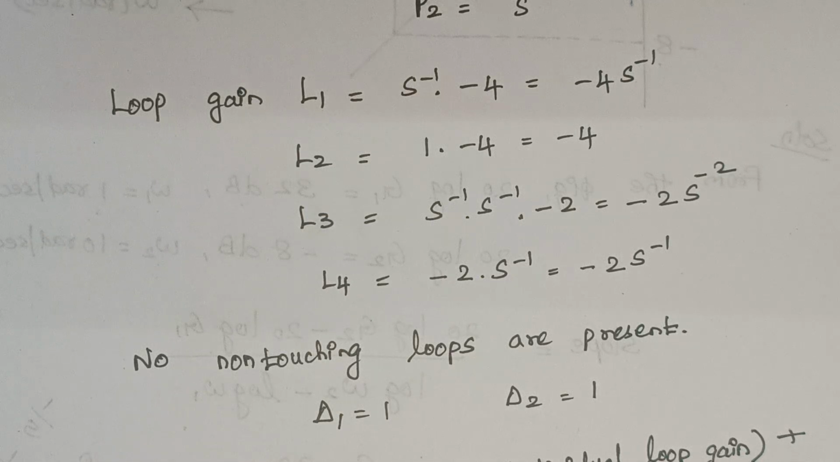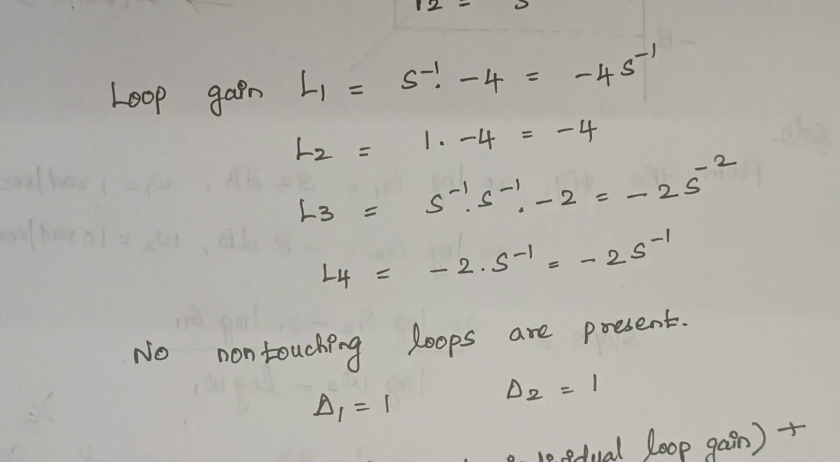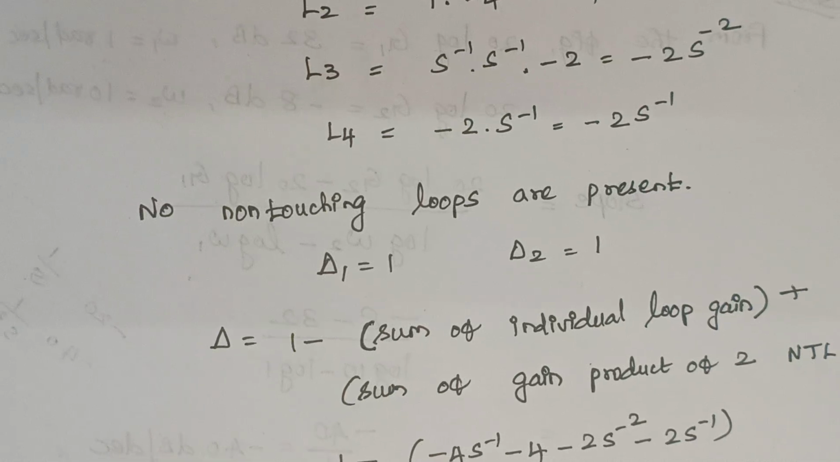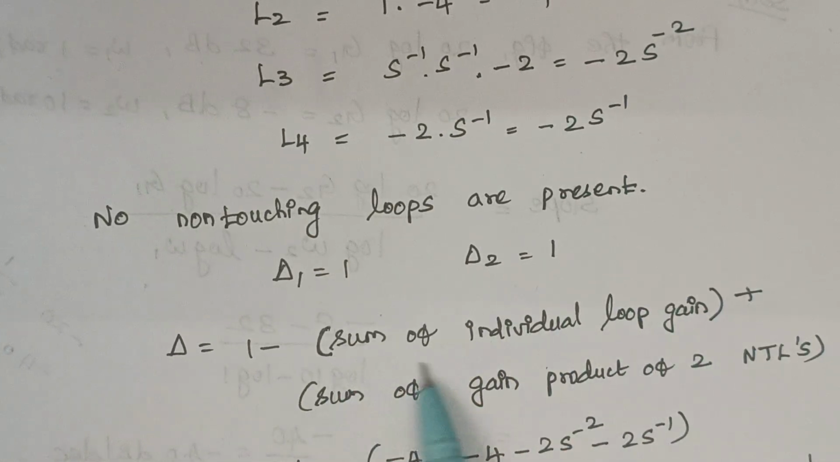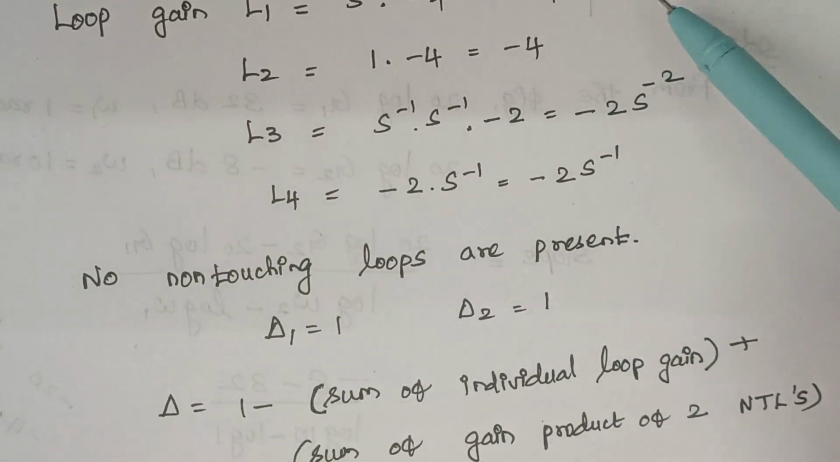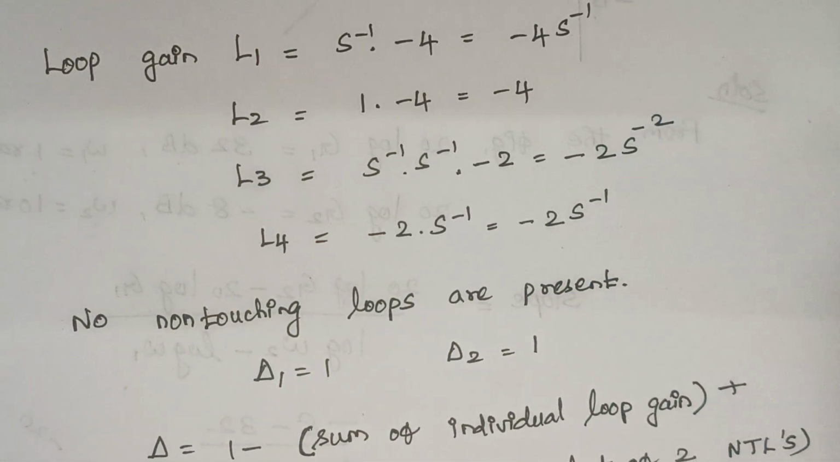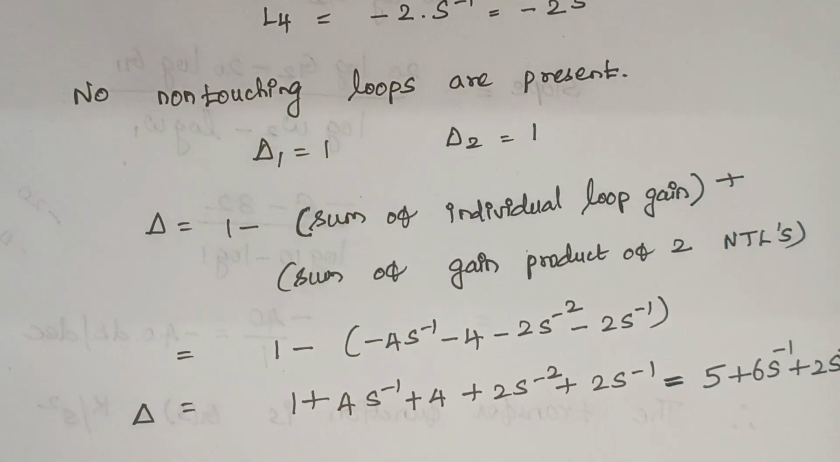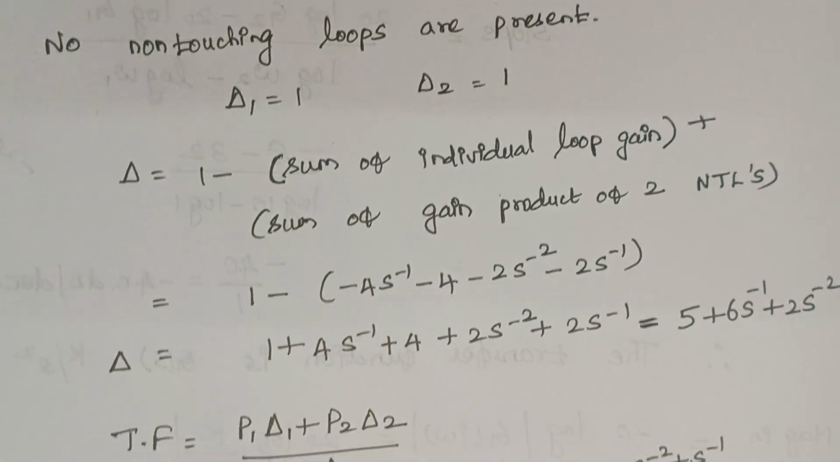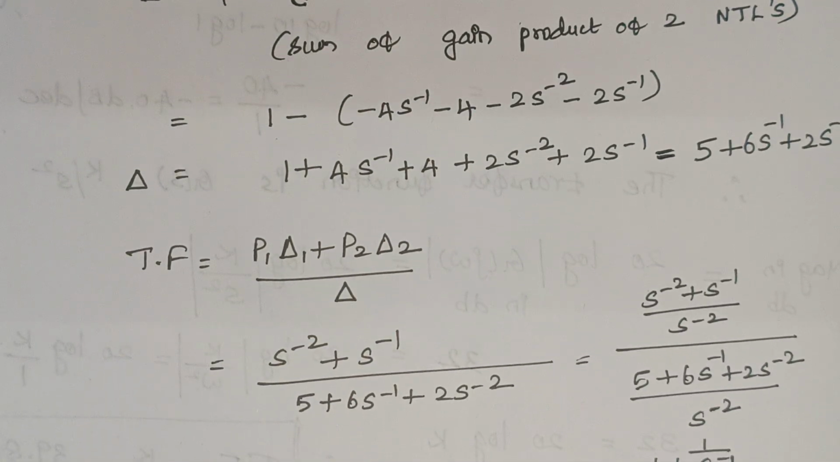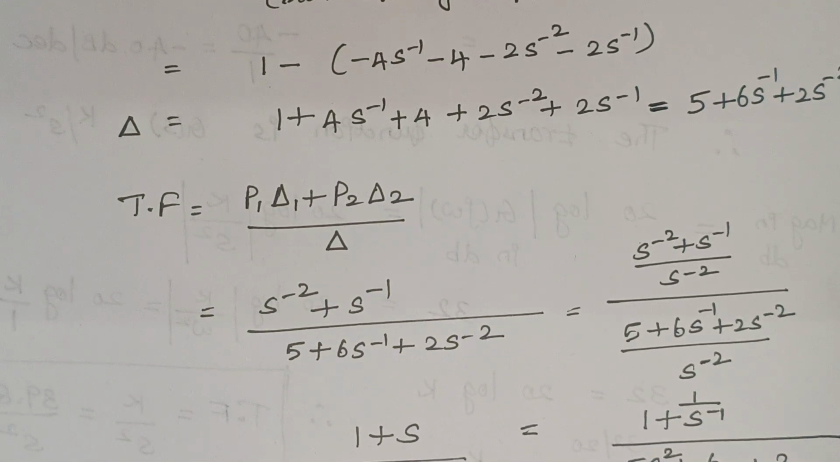The next thing is, as usual, we have to calculate the delta. So delta is given by 1 minus the sum of individual loop gains plus the sum of gain products of two non-touching loops, right? So 1 minus the sum of individual loop gains. Here we are having 4 loop gains, right? These 4. So just substitute it here. And finally, we had got the value of delta like this, right? Then how to write the transfer function? So the transfer function is given by this formula.